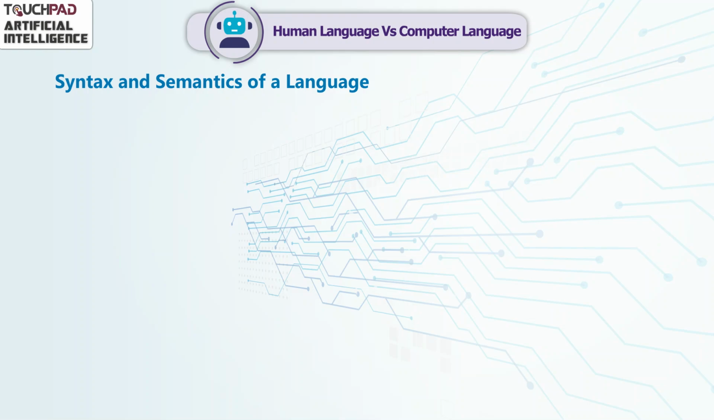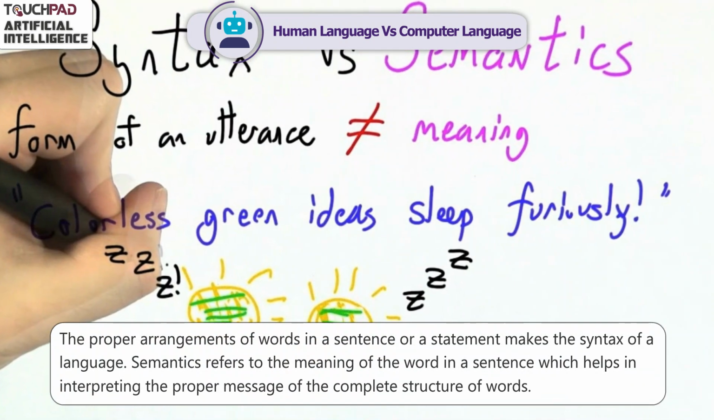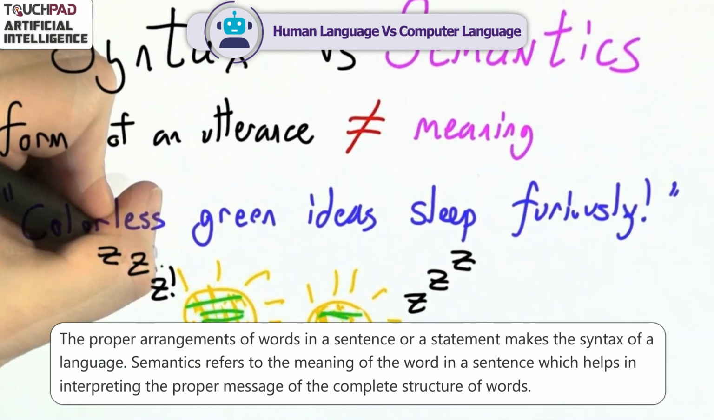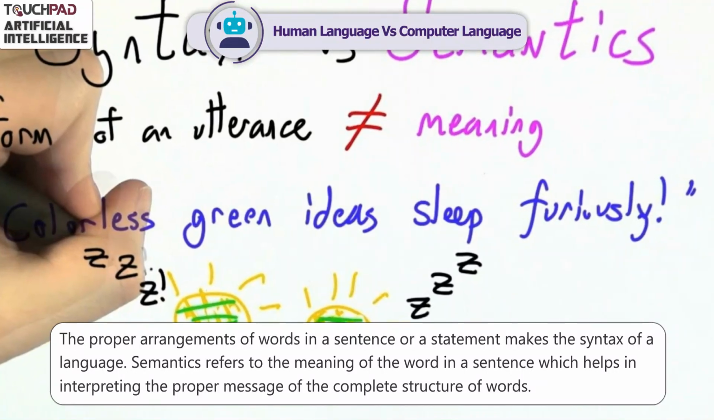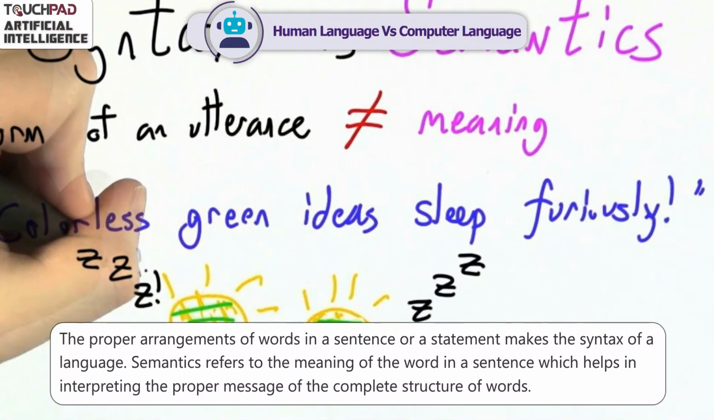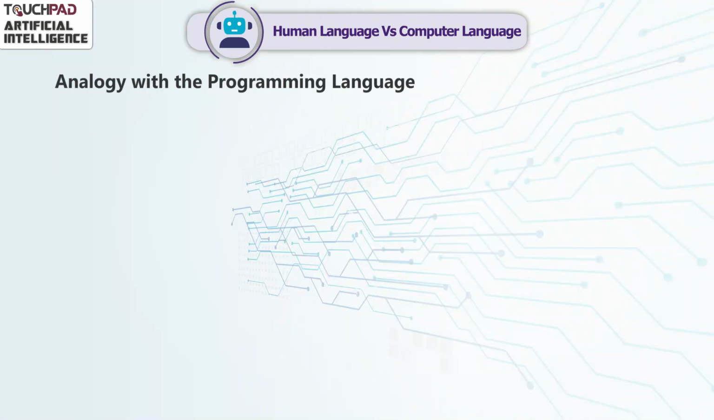Syntax and semantics of a language. The proper arrangement of words in a sentence or a statement makes the syntax of a language. Semantics refers to the meaning of the word in a sentence, which helps in interpreting the proper message of the complete structure of words.